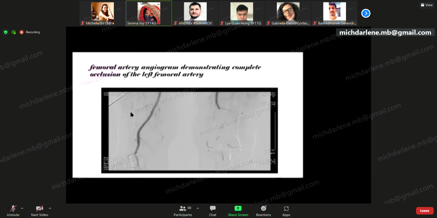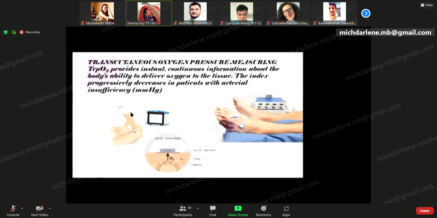Femoral artery angiogram, demonstrating the complete occlusion of the left femoral artery. You see absent blood supply of the artery. Transcutaneous oxygen pressure measuring provides instant and continuous information about the body's ability to deliver oxygen to the tissue, and the index progressively decreases in patients with arterial insufficiency.